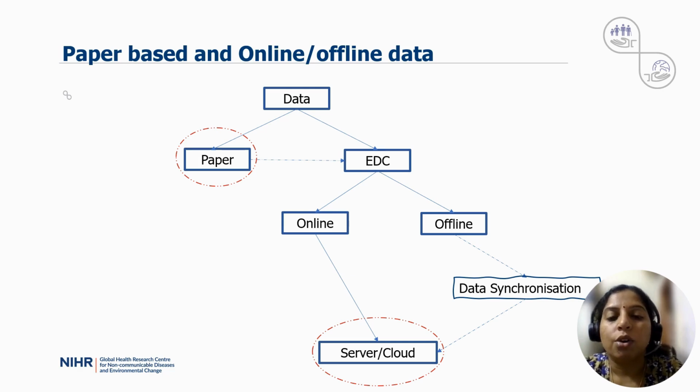If you're collecting data on EDC, there are two ways of collecting the data. One is online and the other is offline. When you're collecting data online, either on mobile devices or tablets or through web browsers, the data is directly saved on the server. But if you're collecting data in an offline mode, the data is there on the local device. A copy is saved on the local device, and this data has to be synchronized with the server with a proper internet connection. The process is called data synchronization, and the data is saved on the server or cloud.